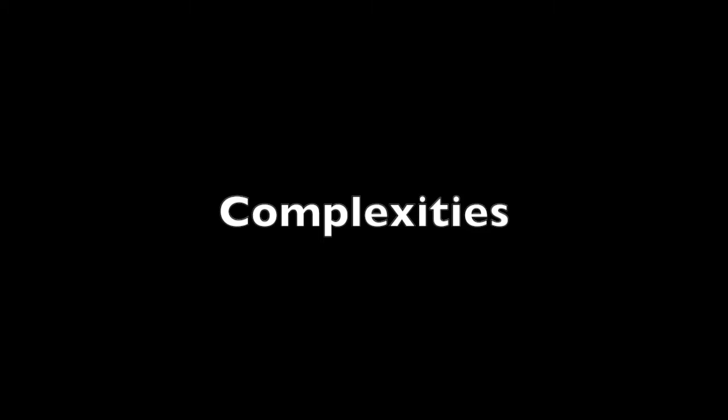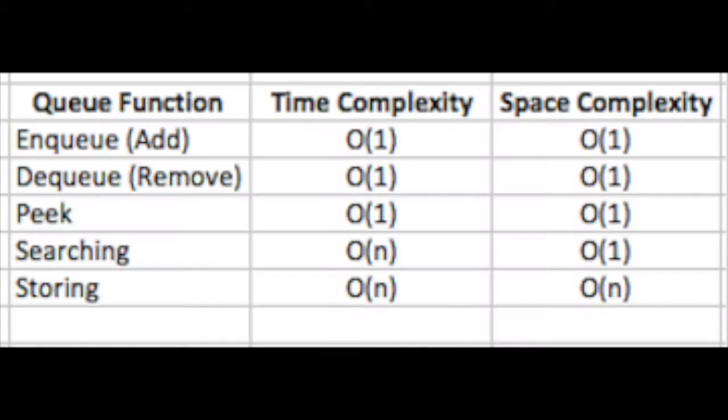Let's now talk real quick about the queue's complexities. Since we know the exact location to enqueue or add, and that is at the rear of the queue, its time and space complexity are both constant, or big O of 1. Likewise, we know the exact location where to dequeue or remove, and that is at the front of the queue. Therefore, our complexity is constant for that as well. There's also a peek function, which we'll cover in a minute, and it also happens only at the front of the queue. Therefore, its time and space complexities are also big O of 1.